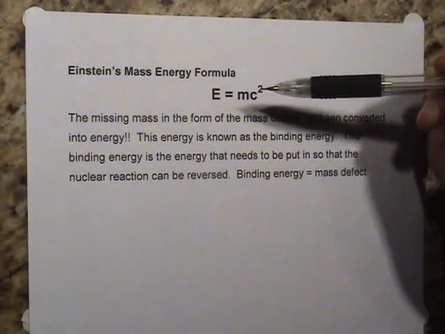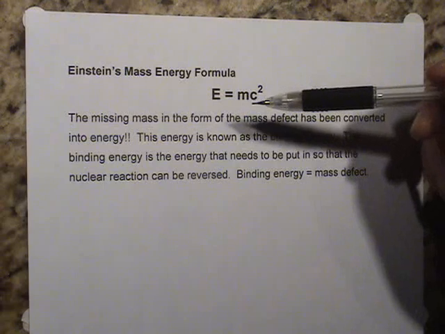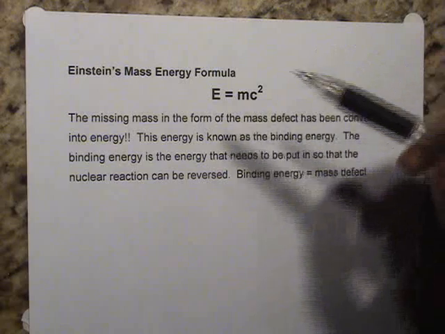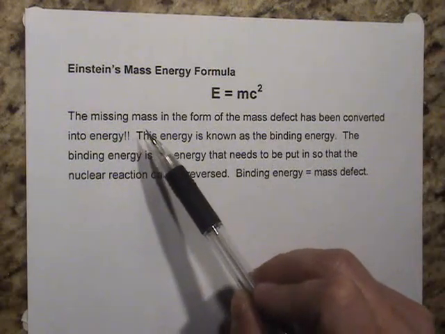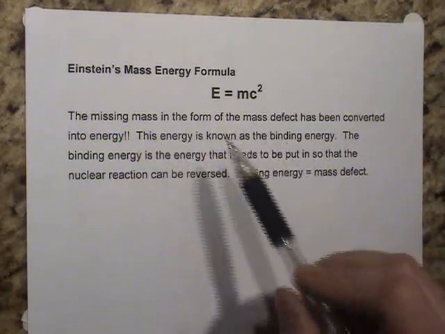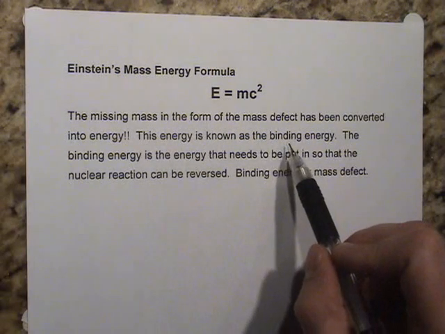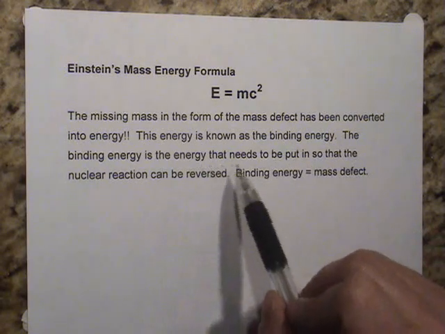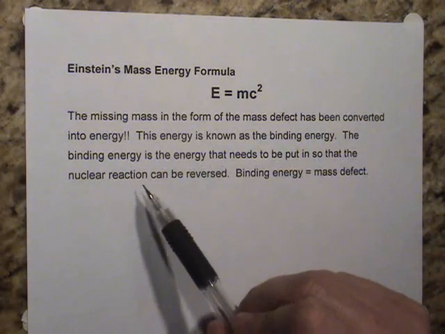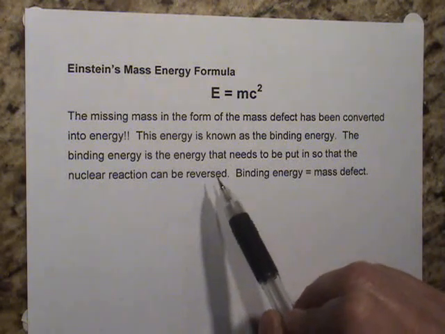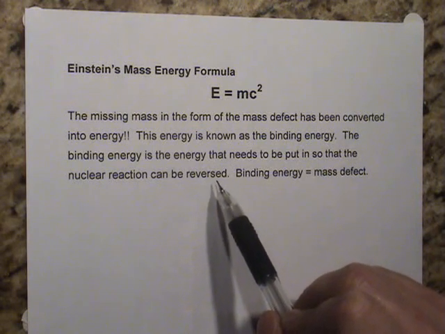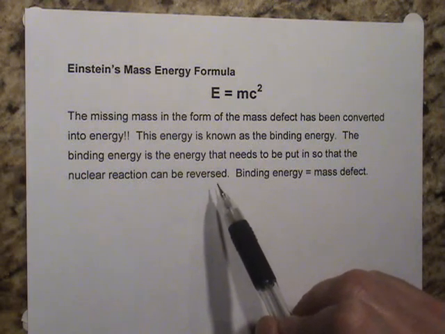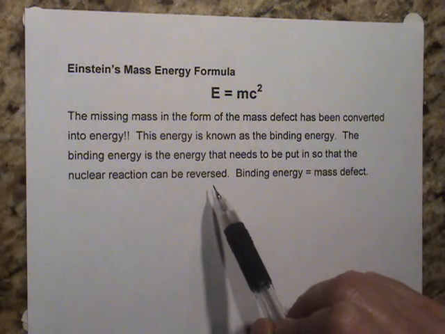Einstein's mass-energy formula is what allows us to calculate exactly how much energy left the nucleus as a result of this missing mass, this mass defect. The missing mass, in terms of energy, is called the binding energy. The binding energy is very simply the amount of energy that you need to put back into the nucleus so that the reaction can be reversed, meaning that we could separate all of the nucleons, the individual nuclear particles, the protons and neutrons, back into their individual parts instead of being combined together to produce that nucleus.